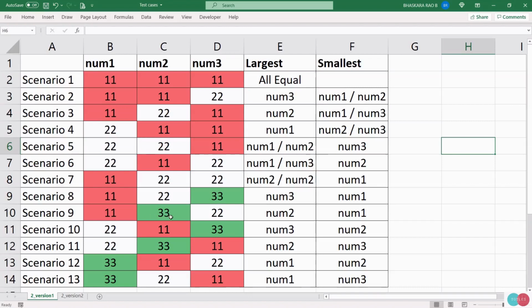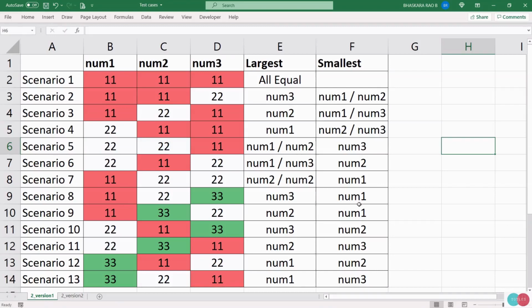And in the 9th scenario, the second number is the largest and the first number is the smallest. And in the 10th scenario, the third number is largest and the second number is smallest. In the 11th scenario, the second number is largest and the third number is smallest. In the 12th scenario, the first number is largest and the second number is smallest. In the 13th scenario, the first number is largest and the third number is smallest.